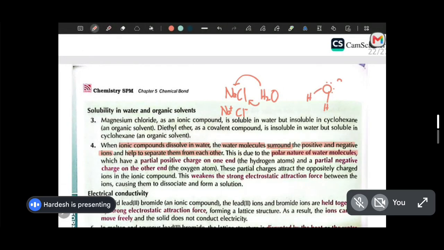So here will be partially negative, here will be more partially positive like that, okay? Due to this, they can rip apart the sodium chloride. Partial positive charge, hydrogen atoms, partial negative, oxygen. Partial charges attract oppositely charged ions in the ionic compound. So oxygen will attract sodium, then the hydrogen will attract the chloride. Weakens the strong electrostatic attraction force between ions, causing them to dissociate and form a solution.